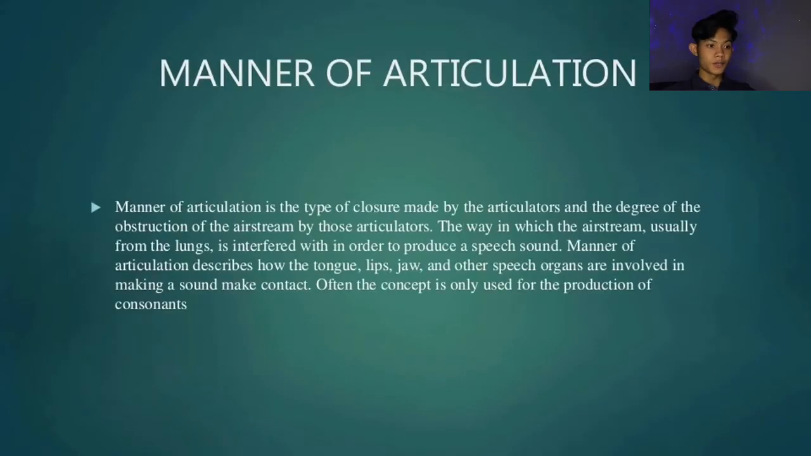So manner of articulation is the type of closure made by the articulators and the degree of obstruction of the airstream by those articulators. The way in which the airstream, usually from the lungs, is interfered with in order to produce a speech sound. Manner of articulation describes how the tongue, lips, jaw, and other speech organs are involved in making a sound make contact. Often the concept is only used for the production of consonants.